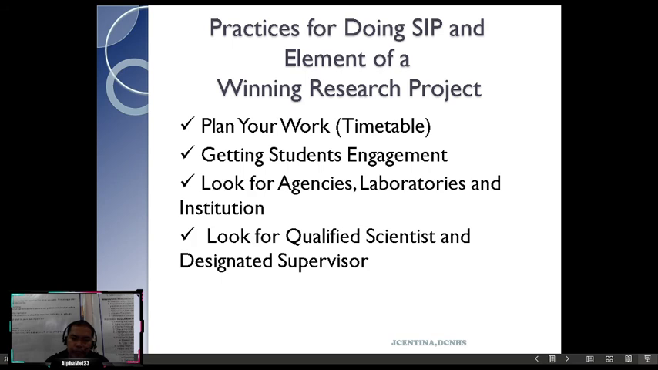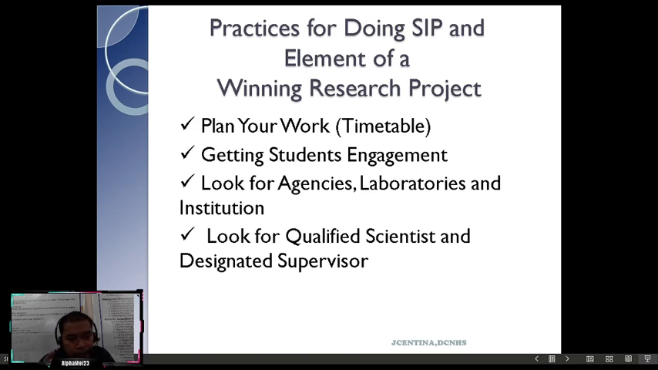Okay, next, look for agencies, laboratories, and institutions. We need partner institutions, I forgot the term, laboratories where we will conduct our study. Our school is not fit to conduct an SIP. It can only be used for preparation of the materials, then you go to accredited laboratories, institutions, or agencies to conduct your study. So far, our school laboratories are not yet accredited for the conduct of an SIP. We still need to upgrade.